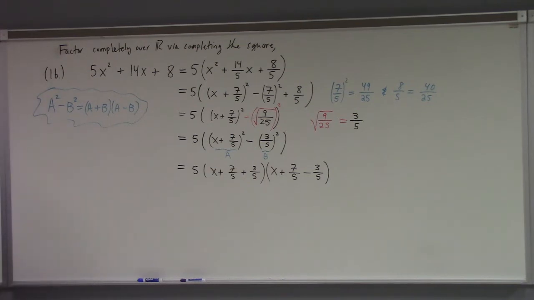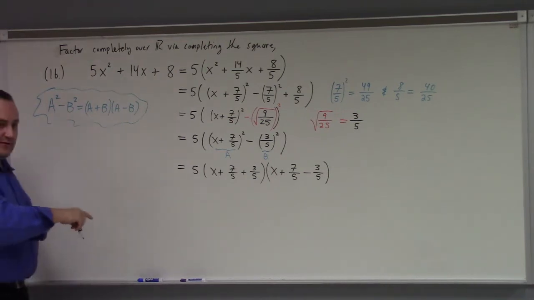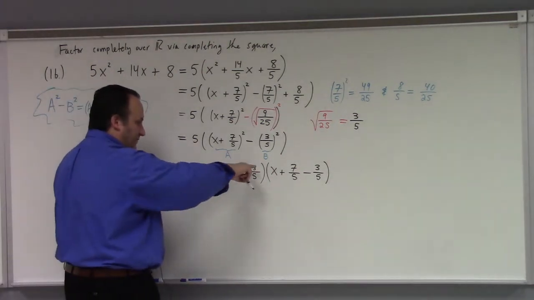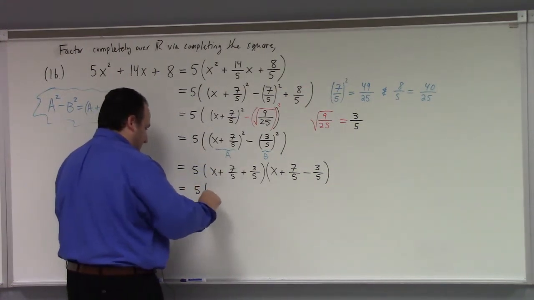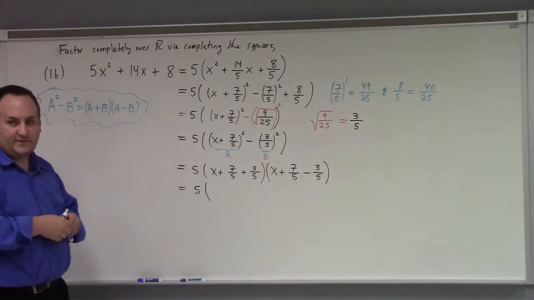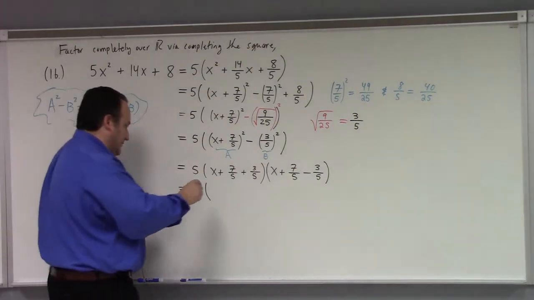Now, I didn't ask you to complete the square necessarily in problem 1b, right? So let's finish this though. We can clean this up, right? What's 7/5 plus 3/5? 7 plus 3 is 10, right? 10 over 5 is 2, right? So we've got x plus 2.